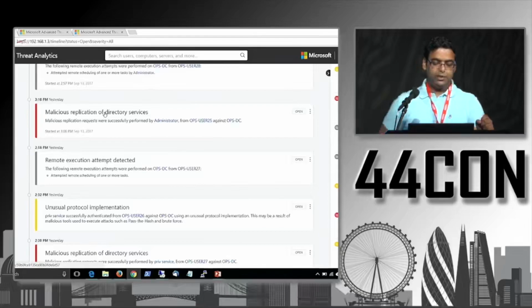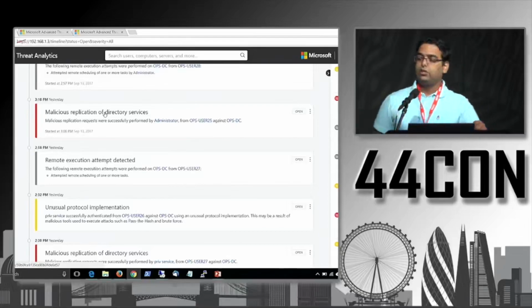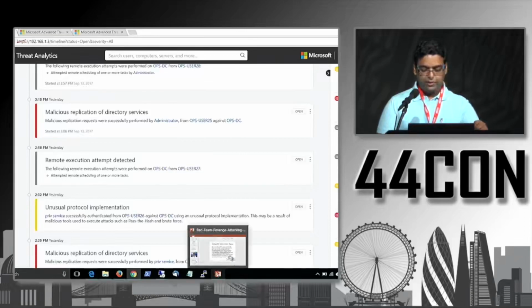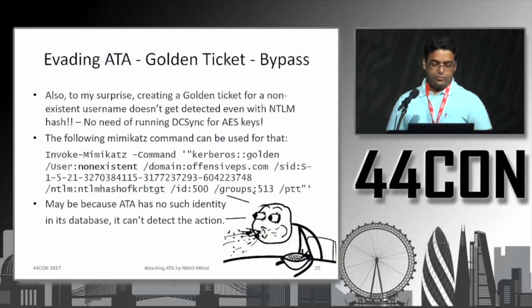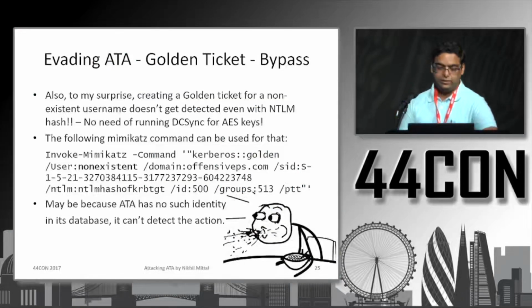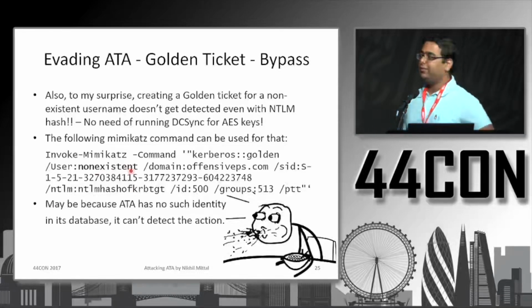A malicious replication of directory services. So how do we avoid or escape having to extract AES keys? You can simply use something like this: use the NTLM hash, but in the user name field, use any non-existent user. And ATA, supposedly because it maintains profiles of users, cannot actually detect it.